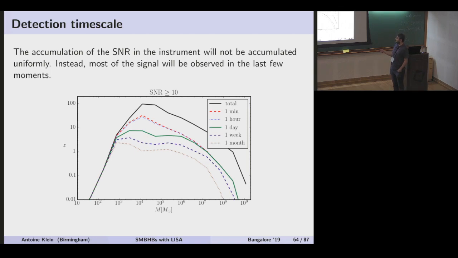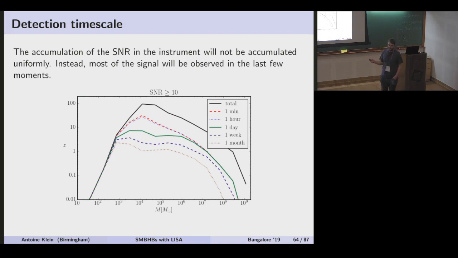And there was a question this morning. So at redshift 20, the masses that you can observe are between, say, 10 to the 3 and 10 to the 7, if you're optimistic. Right. But even 1 day before merger, which would be at least useful, you still have accumulated only 1/10 of your total SNR.